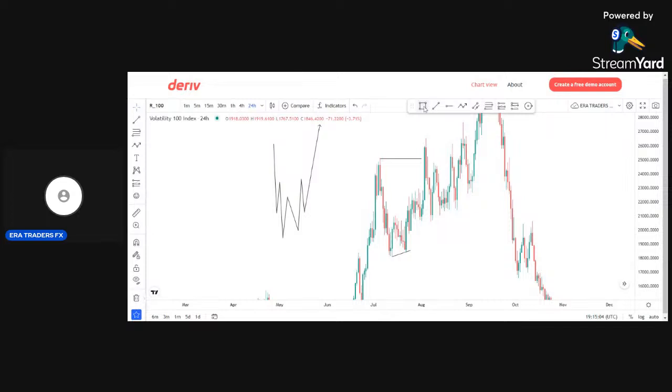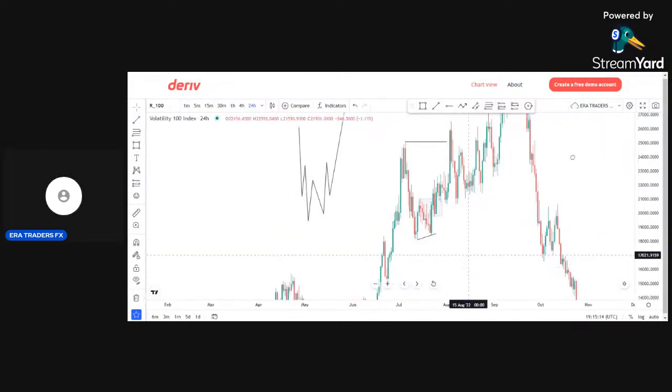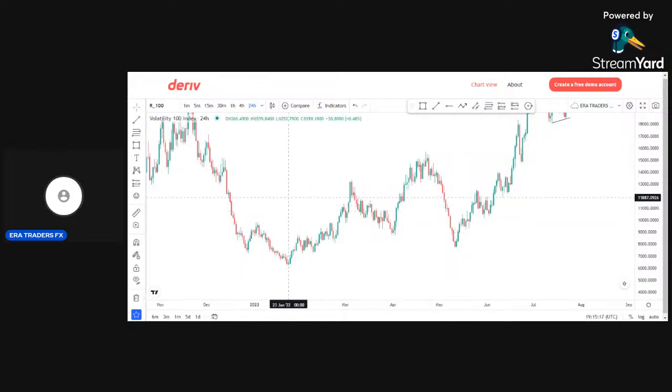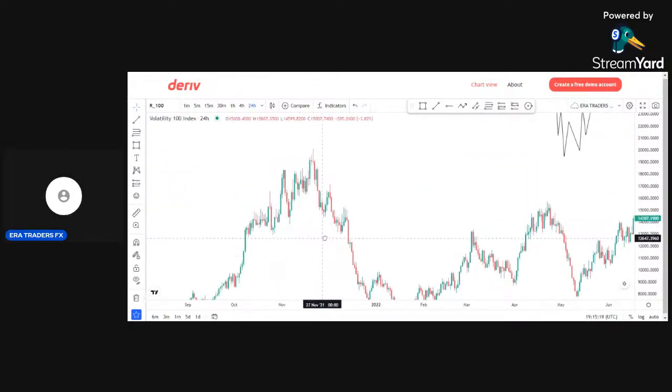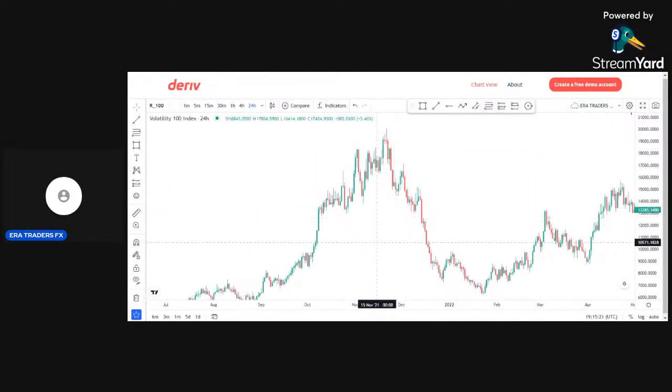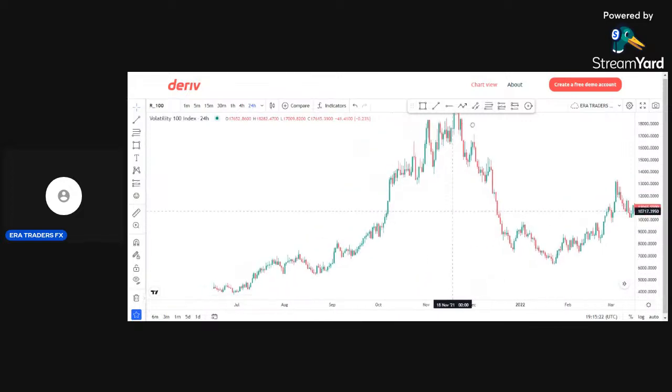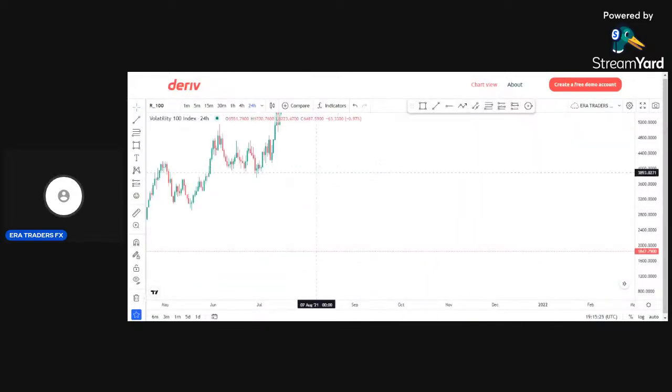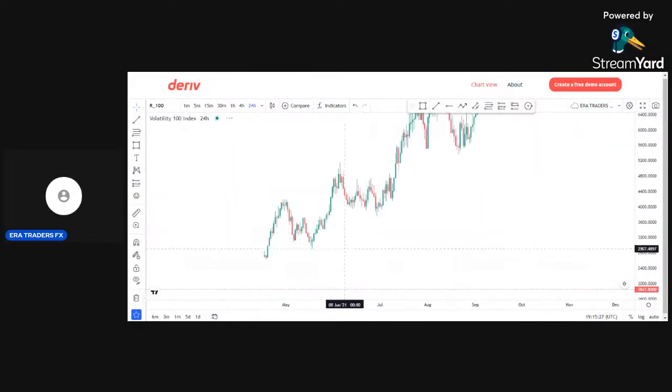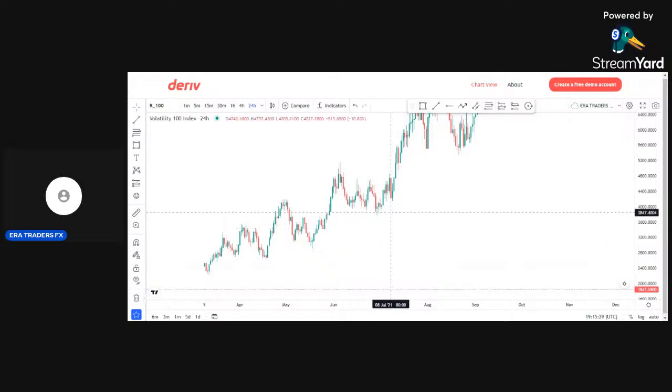And where's the mitigation block? Is this green candle? Yeah, right there. And that's what they use to push price all the way up. All right. That's the daily time frame. So you just have to go to your chart and practice these things and see how it works.